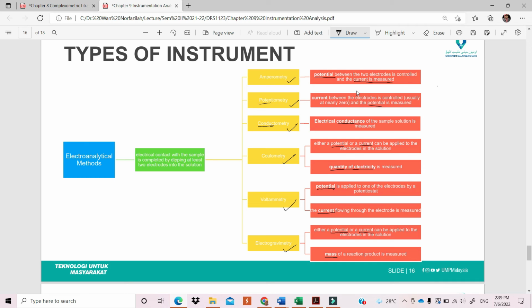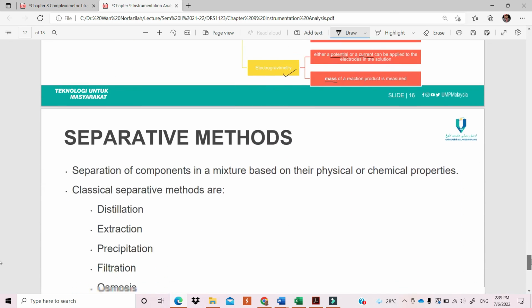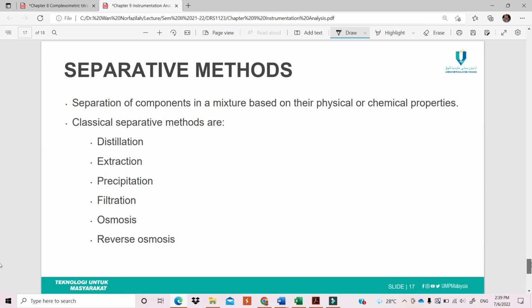Okay, so the question might ask you to choose the correct instrument based on where the potential, current, conductance, mass, or quantity of electricity is measured. Right. So that is for electroanalytical methods. And the last one is separative methods.